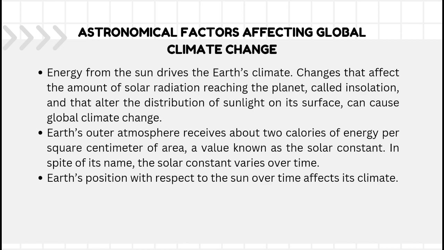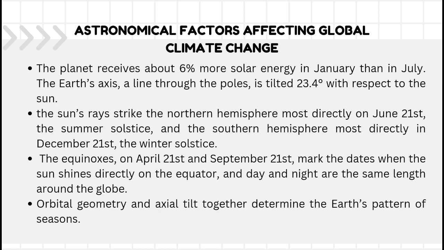Earth's position with respect to the sun over time affects its climate. So the Earth's climate is influenced by solar energy, with changes in insolation and the distribution of sunlight causing global climate change. The solar constant varies over time, and Earth's position in relation to the sun also impacts the climate. Astronomical factors affecting global climate change.